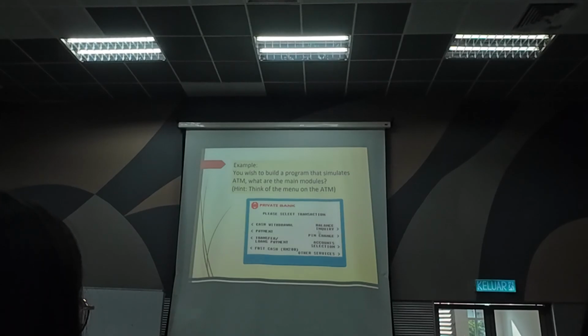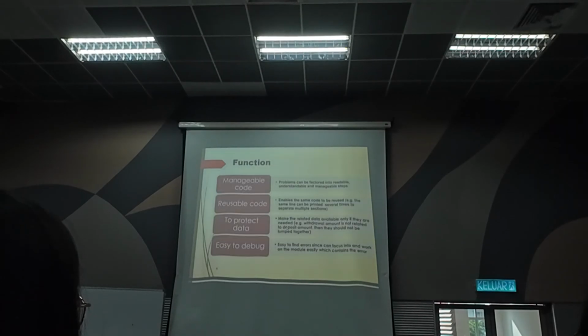Let's say my balance inquiry, I only show my balance in this function. So in this function, I don't see my PIN, right? So I actually protect the data based on the function and based on the module. When I click on this balance inquiry, I don't see the PIN number. So we actually protect data based on the use and the needs.